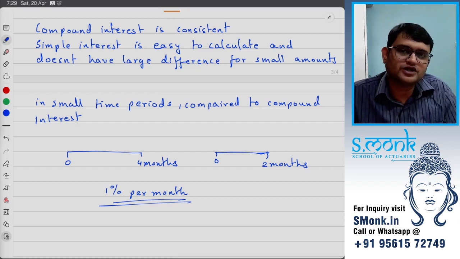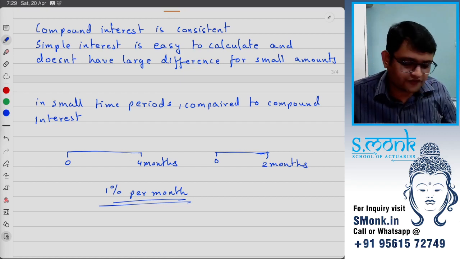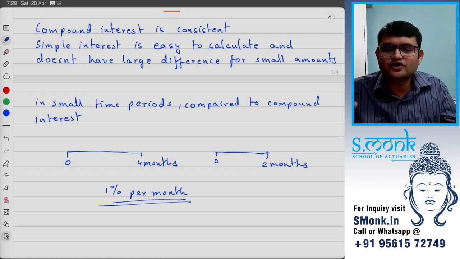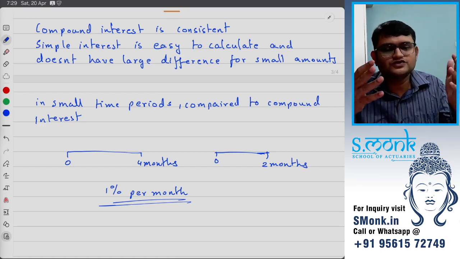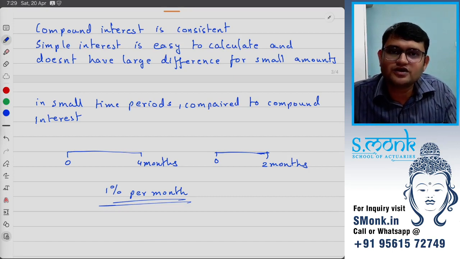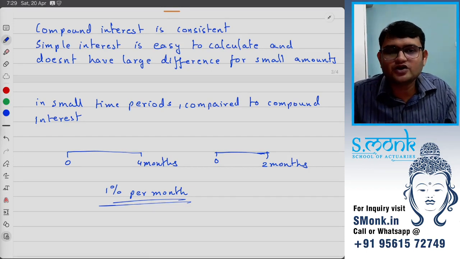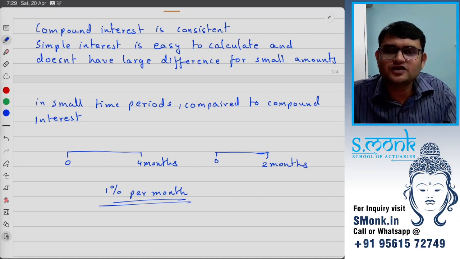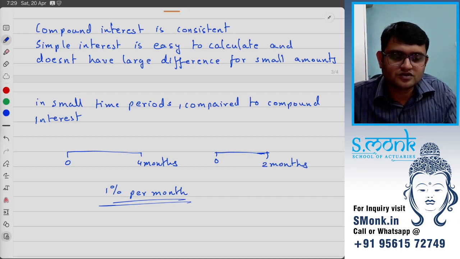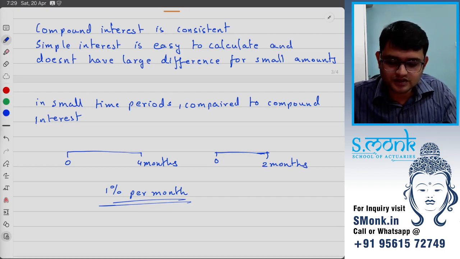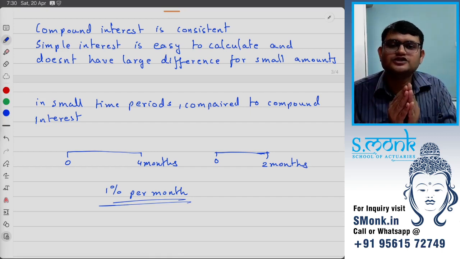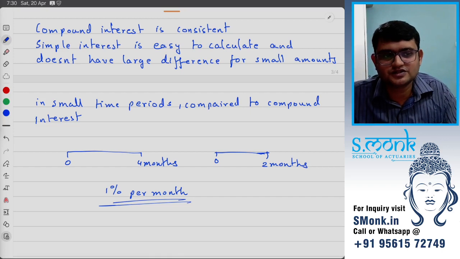Imagine if this was compounding. Okay. So let's say for 100 rupees, how much will it be for 4 months? How much will it be for 2 months? How much will it be for 3 months? It's very difficult to calculate. But if it is simple, it's very easy to calculate. For 2 months, it's 2 rupees per 100 rupees. For 4 months, it is 4 rupees per 100 rupees. Right? It's so easy. So it is easier to do calculation when it is simple interest. And that is why we still use it.